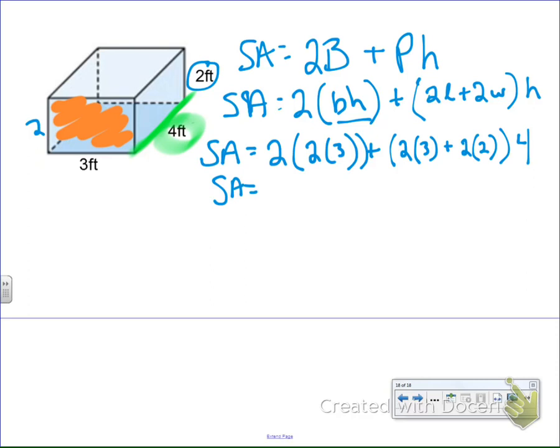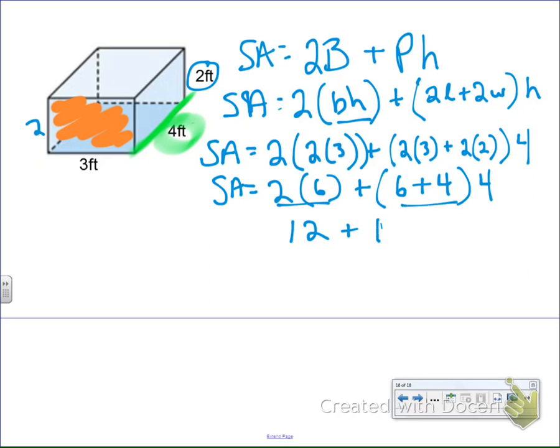So I'm going to say my surface area is 2 times 6, because 2 times 3 is 6, plus 2 times 3 is 6, plus 2 times 2, which is 4, and that gives me 4. So let's go another step further here. 2 times 6 is going to give me 12, plus 6 plus 4, which is 10, still in parentheses, times 4, because I got one more step to do there.